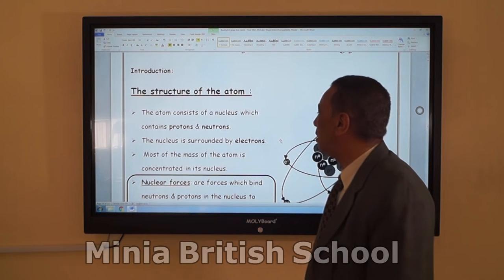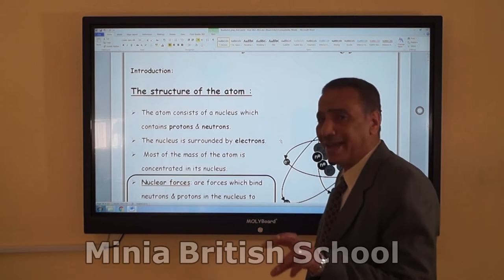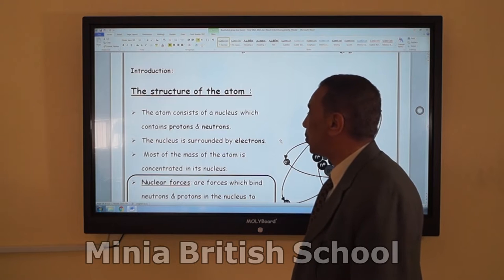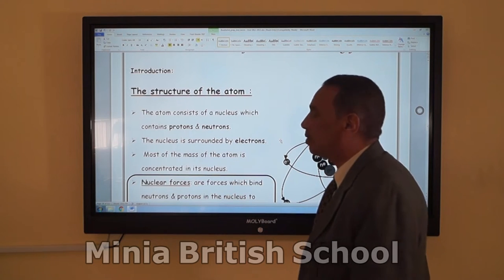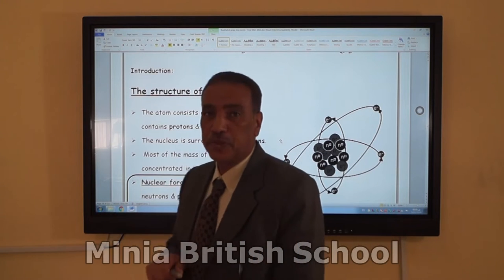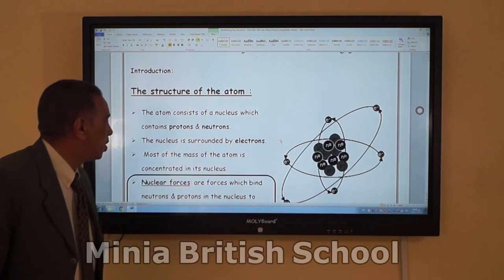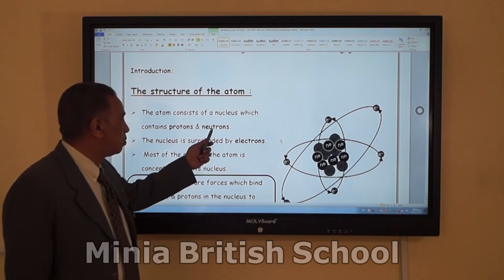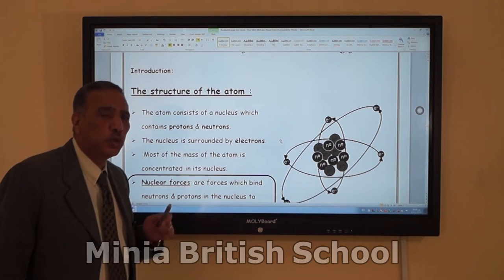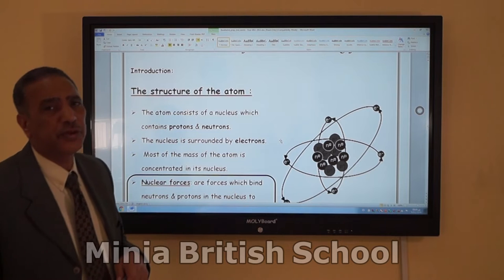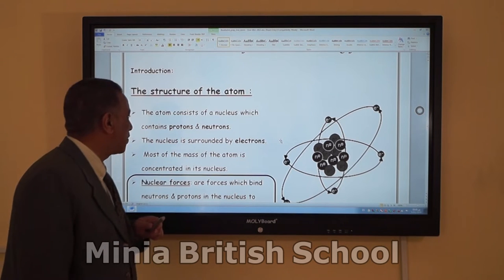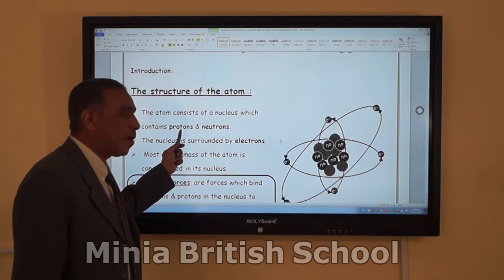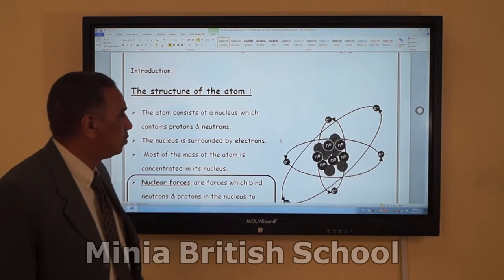Any atom consists of two main parts: the nucleus in the center and energy levels around it. Number one, the nucleus, in the center of the atom, contains two different types of particles. The first type are the protons, which have a positive charge and are heavy. The second type are the neutrons, which have no charge.